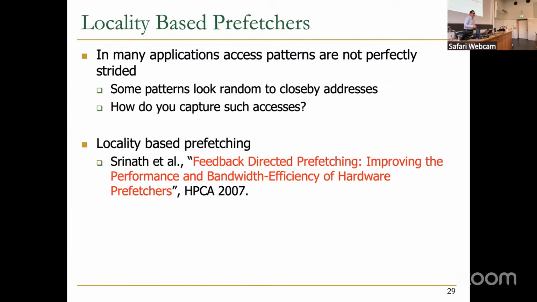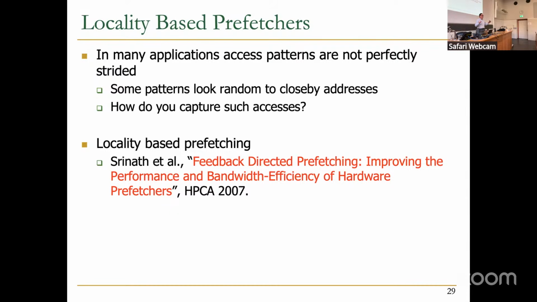Okay, let's talk about some other prefetchers. Locality-based prefetchers. These are actually things that I worked on in my first internship, my first year as a PhD student. Essentially, the problem is in many applications, access patterns are not perfectly strided or streaming. Some patterns look random to close by addresses, essentially. The question is, how do you capture such accesses? There are many ways you can think, but I call these messy access patterns.